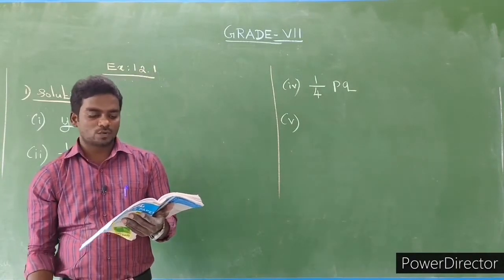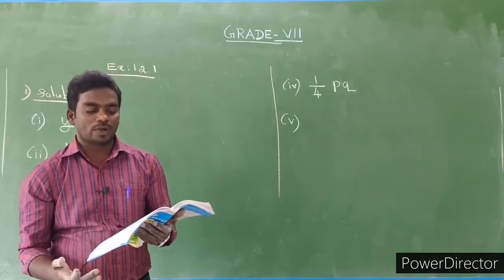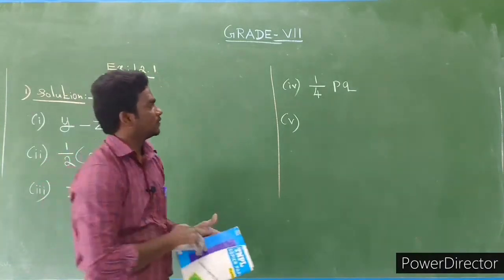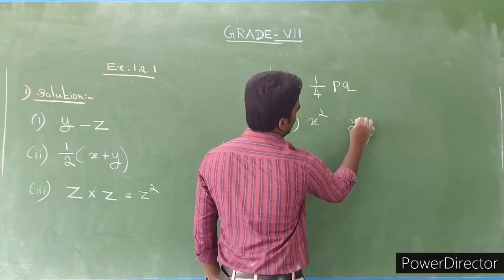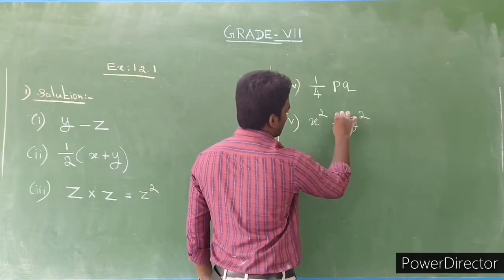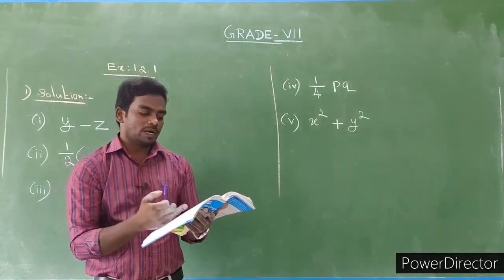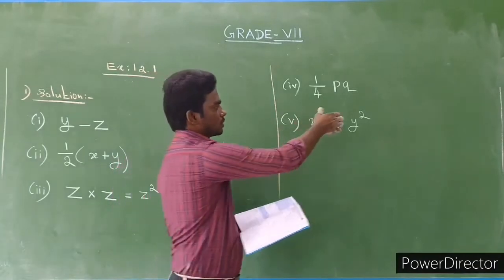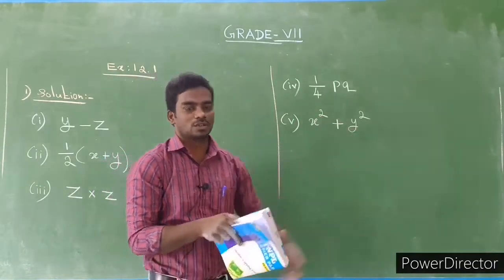Numbers x and y both squared and added. So first we want to square the numbers x and y: x square and y square. Next we can add these, x square and y square. So our question is, the numbers x and y both squared and added. We can write x square plus y square.